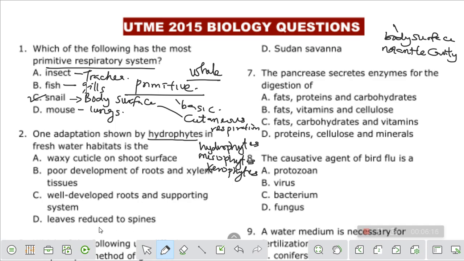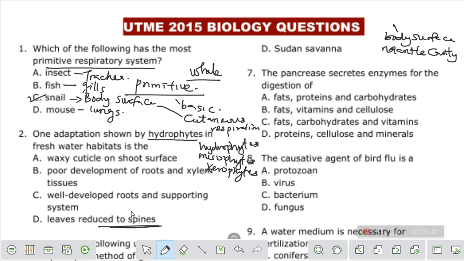desert plants. I think you remember when I was teaching you, when we are talking of maybe sucking stem, things like that. Those ones have to do with adaptation of desert plants, right? So you cannot say that as the answer. This one can never be the answer.